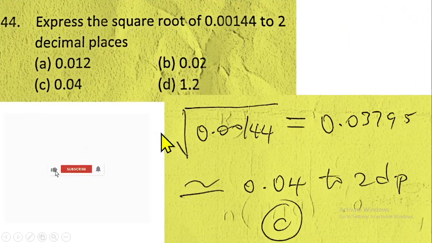Question number 44, you have to express the square root of this to two decimal places. So find the square root of this number. That should give us 0.3795. Then you have to take the answer to two decimal places. So what would that give us? This is the number that is sitting on the second decimal place. The number after it is 7. We round it up to 1 and add it to this 3. That gives us 4. That gives us 0.04. So option C is the correct option there.